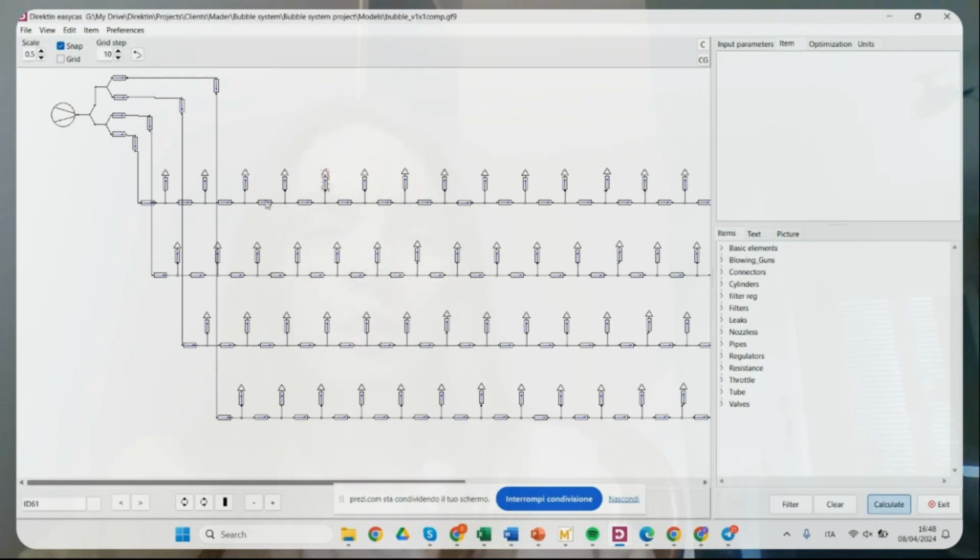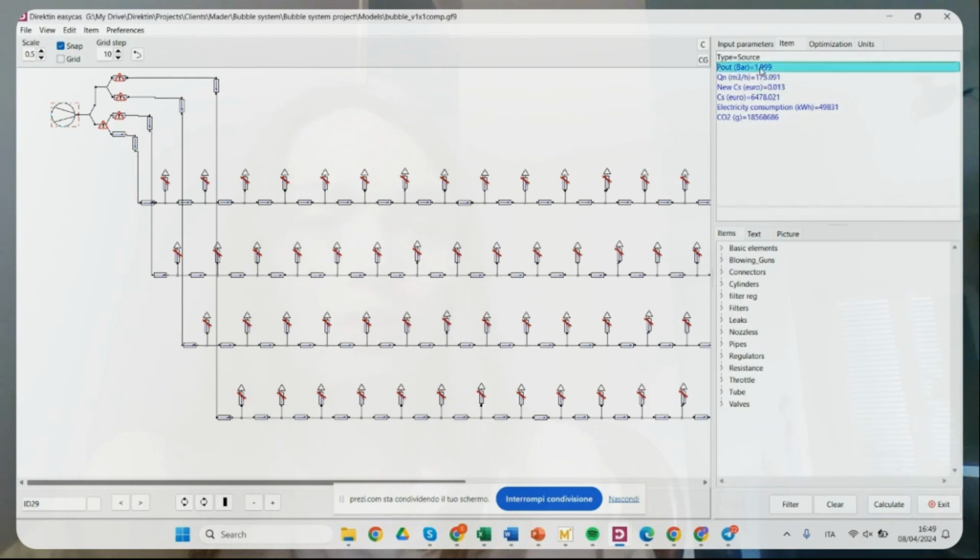So here I put the length. It was about 45 meters length, 87 or 88 orifices. For this, it took around 30 minutes to create this model. And here you can already see that it calculates the required pressure of the compressor.